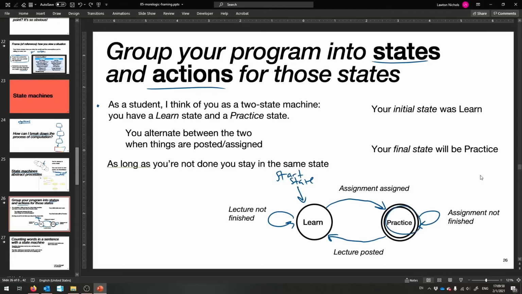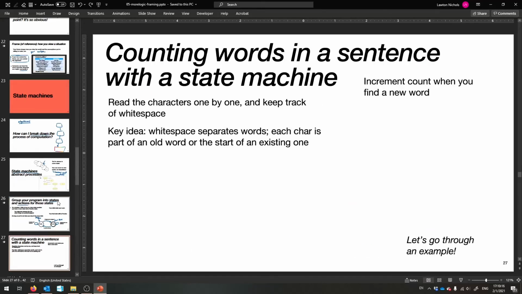And these two little circles, that's called a final state. At the end of the class, there's nothing more for you to learn, and so we call this a final state. That's where you want to stop. Okay, that's the stopping point for you as a state machine. All right, so one last example, then we'll get out of here.